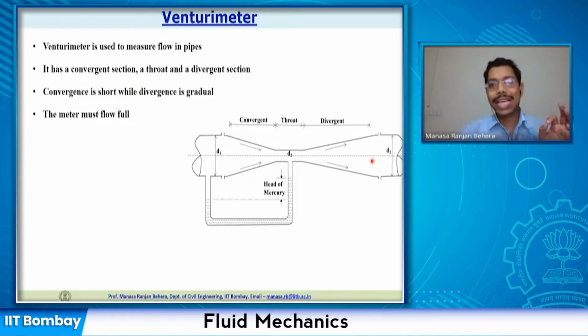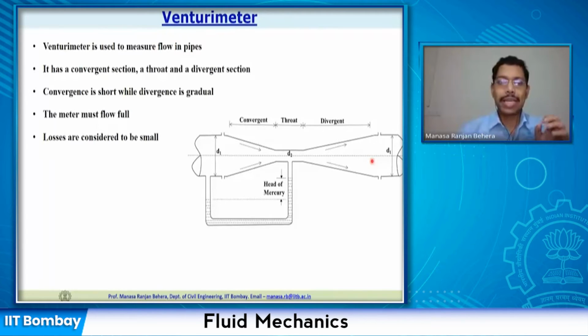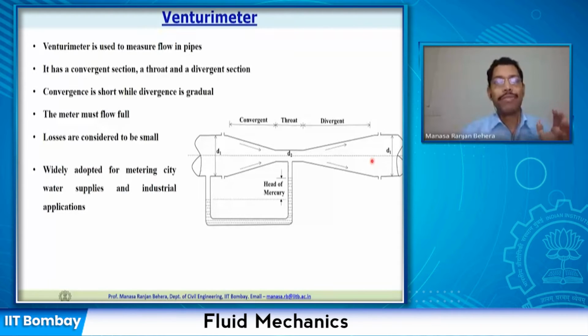Now as I explained, the convergent section is shorter, and because the flow is going to attach to the surface, the losses are going to be small, and through the throat there is no variation. And once the divergent section is gradual, there also the losses are going to be minimum. So overall the losses are considered to be very small. Because of this, the losses are small and it is very convenient. So this kind of device, the venturimeter, is widely adopted for various industrial applications as well as various flow measurement applications.